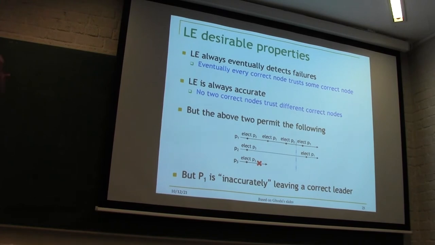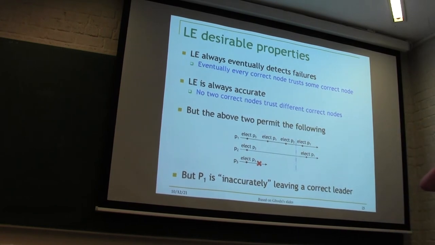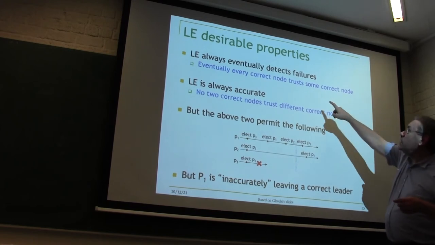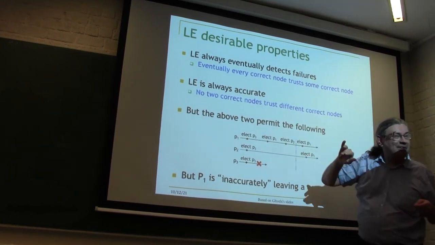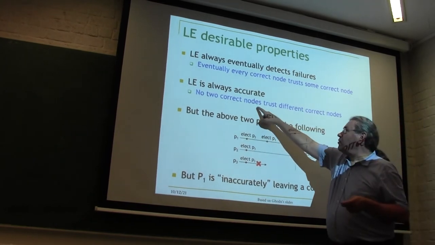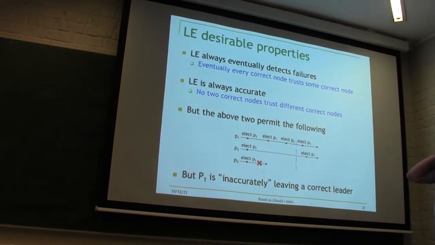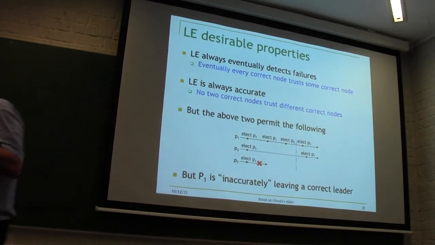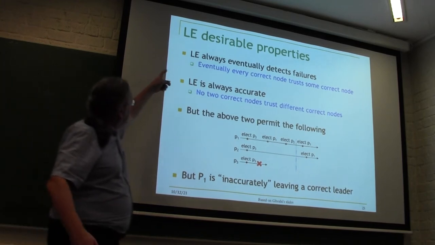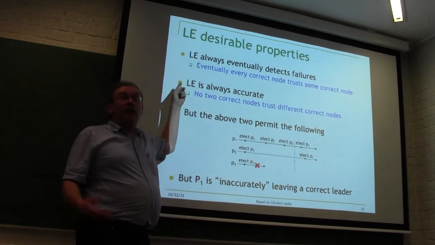So here are the properties now. Basically, we inspired ourselves from P, and we came up with these two properties. The first one is, eventually, every correct node trusts some correct node. Trusts means it's the leader. And it's accurate: no two correct nodes trust different correct nodes, so they would all pick the same leader. So these are the two properties that we can come up with for leader election. You see, that's reasonable, right? Every node will pick a leader, and the nodes will never pick different leaders. That's reasonable.